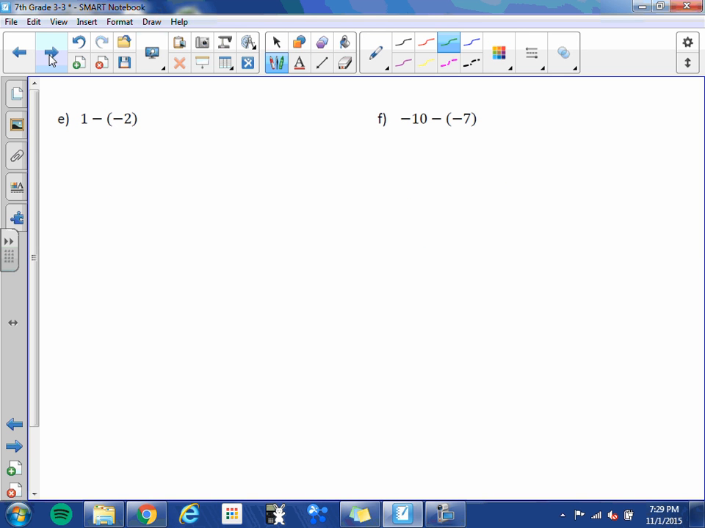1 minus negative 2. I will not subtract. I will add the opposite. The opposite of negative 2 is positive 2, so then we just have 1 plus 2, which is 3.